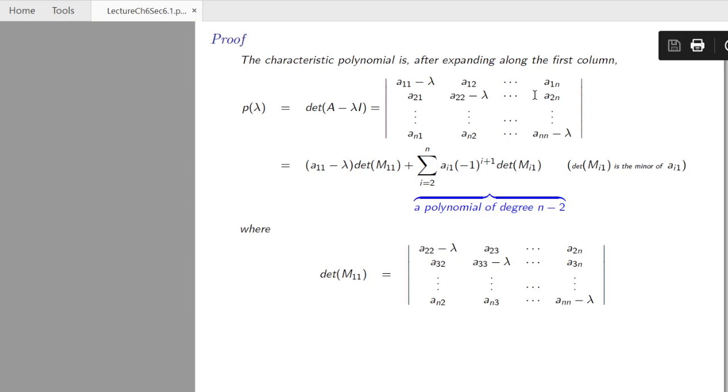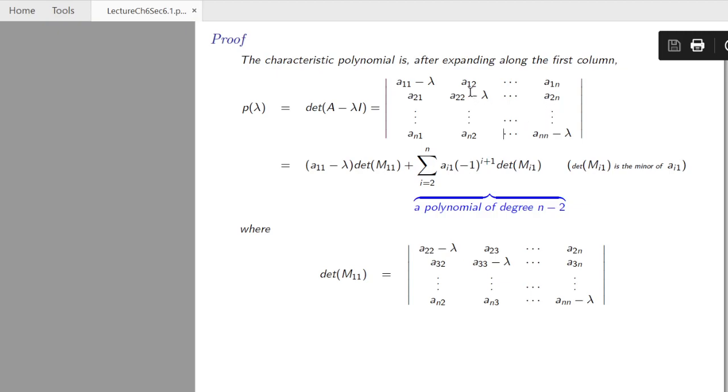Then let's look at the minor of A21, or M21. The way to get its minor is to cross out the second row, because A21 is on the second row, and then cross out the first column. From this we get rid of the lambda on the second row, and the lambda on the first column. So look at the rest of the parts.